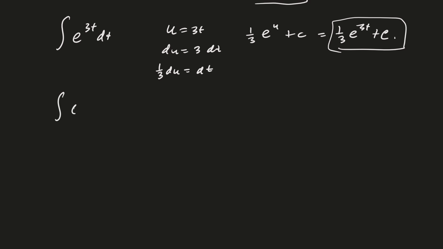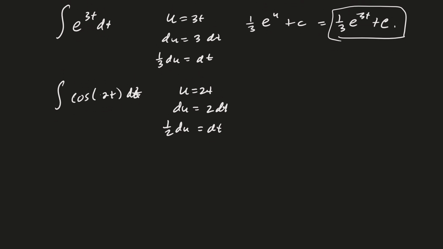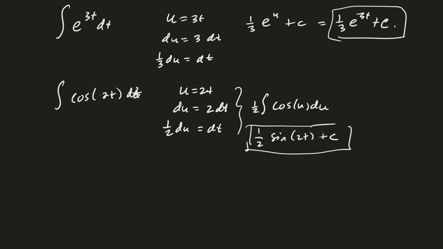Another one might be the integral of cosine of 2t. Right, then your u would be 2t, and your du would be, oops, with a 2, what am I writing? That's 2 dt. And then you can take 1/2 du is your dt. Okay, and then your integral will become the integral of cosine of u du, so then you with a 1/2. So then you can write that as 1/2 sine of u, which is 2t plus c. Good.